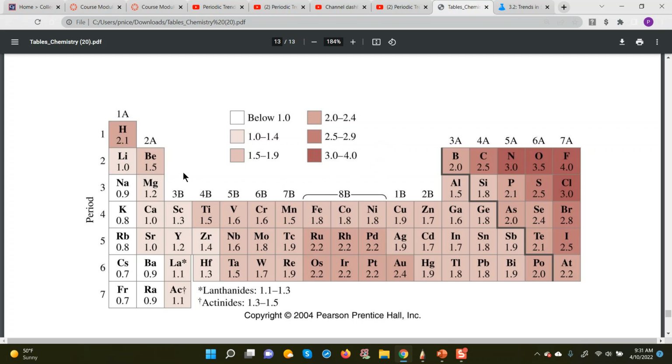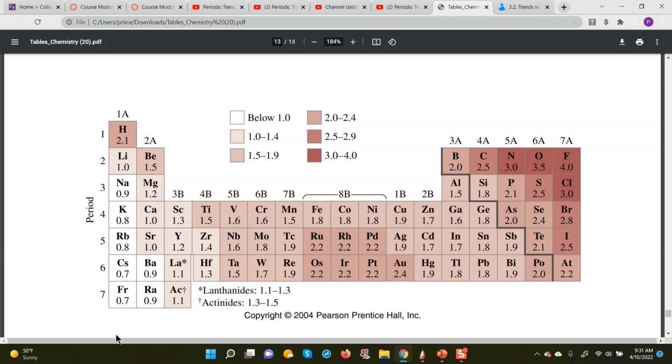So the first trend I'm going to talk about is that as you go from left to right of any period, the electronegativity will increase. As you can see, for example, in the case of the second period, starting with lithium, it increases from 1.0 and it steadily increases until you get to fluorine, which is 4.0. And by the way, fluorine is the most electronegative element in the periodic table, right? So that will be the trend that you'll observe pretty much for all the periods going from left to right, all right? You're going to see an increase in electronegativity going from left to right of any period.